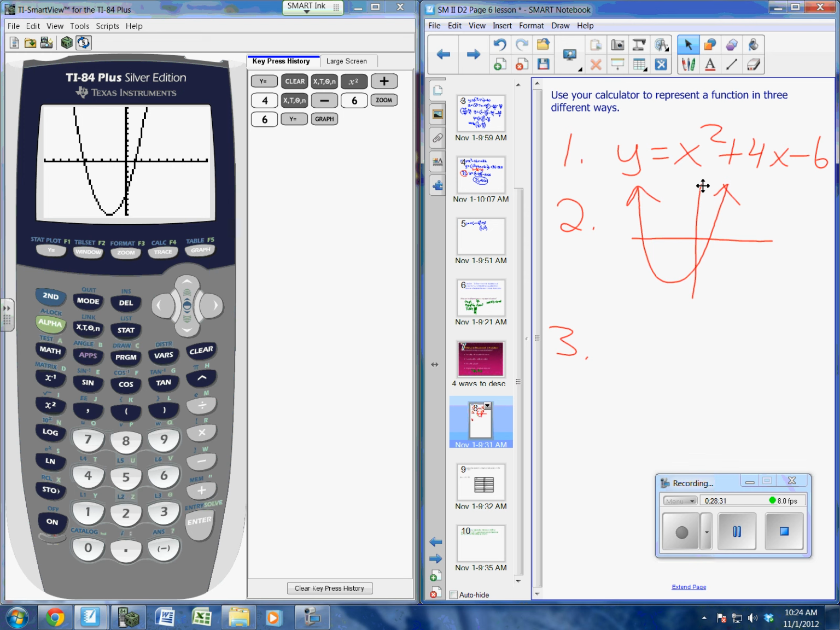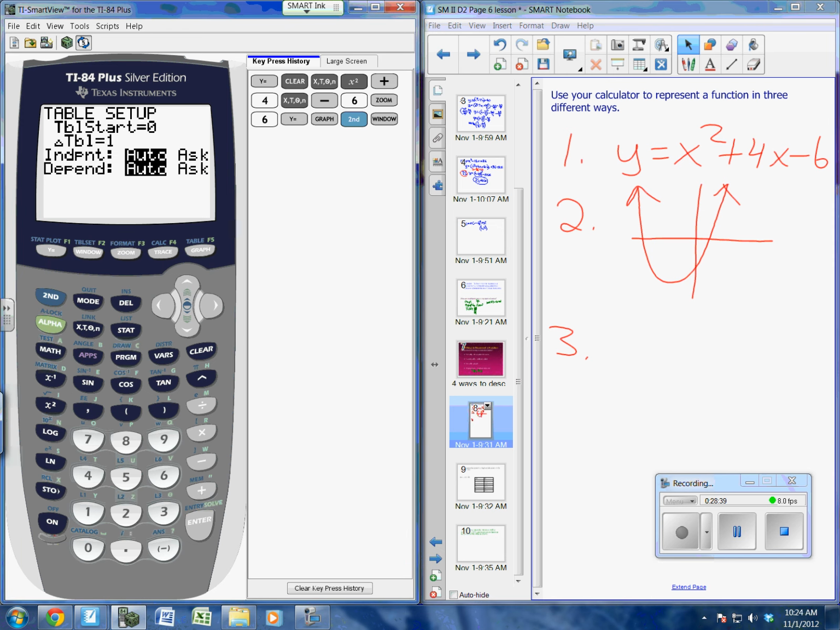Second and the table button. Everybody, do this first. We have to set up our table. So everybody hit second and window button, or you can just sit there and stare into space, like some of you are doing. Okay, Cody, get out your calculator. Type this in there. So table start is 0, and we're going to start at 1. That means we are going to start at x equals 0, and go up in 1s: 0, 1, 2, 3, 4.